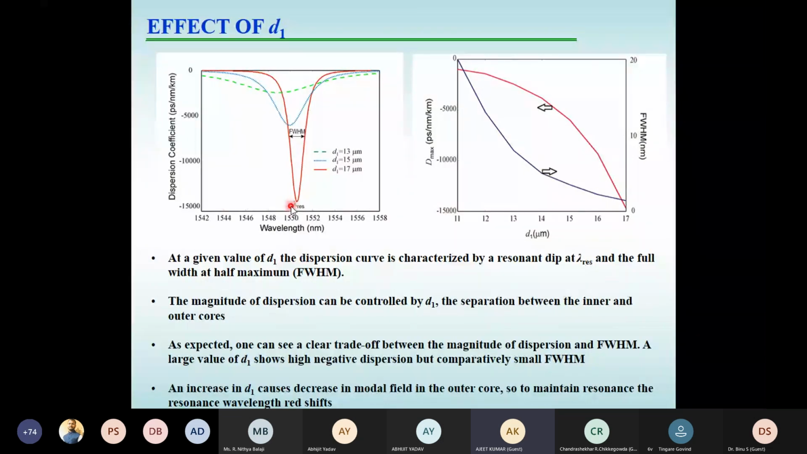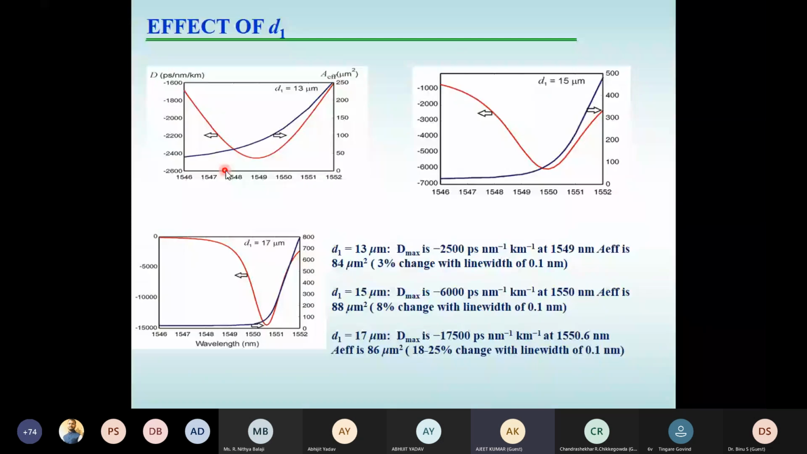As expected, you can clearly see the trade-off between the magnitude of the dispersion and the full width at half maximum. So these parameters, the lambda resonance, D max, the maximum value of the negative dispersion, and the full width at half maxima, can be controlled with d1. In these results, we have shown the variation of D along with the A effective value, for three different values of d1: 13, 15, and 17 micron.